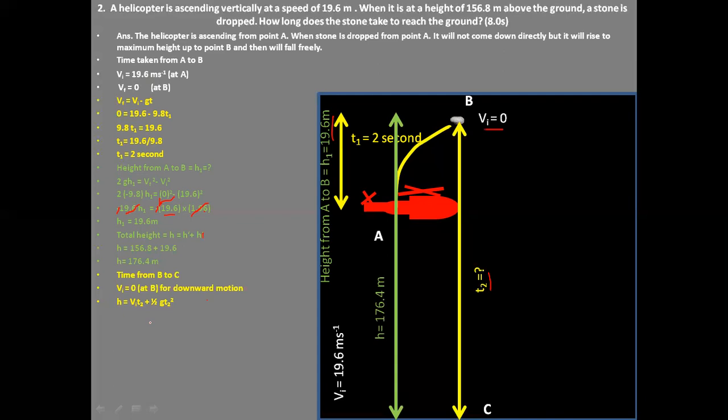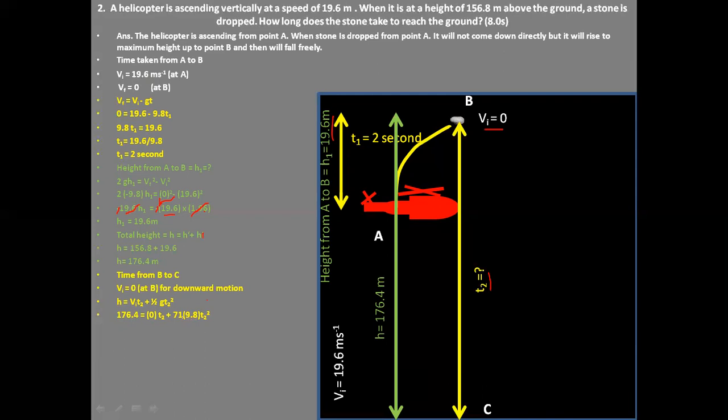Now we have to find t2. So the total distance was 176.4, because the total distance from here to here is 176.4. The vi is 0 because the initial velocity is 0. T we have to find out. The value of g is taken to be 9.8 meters per second squared.